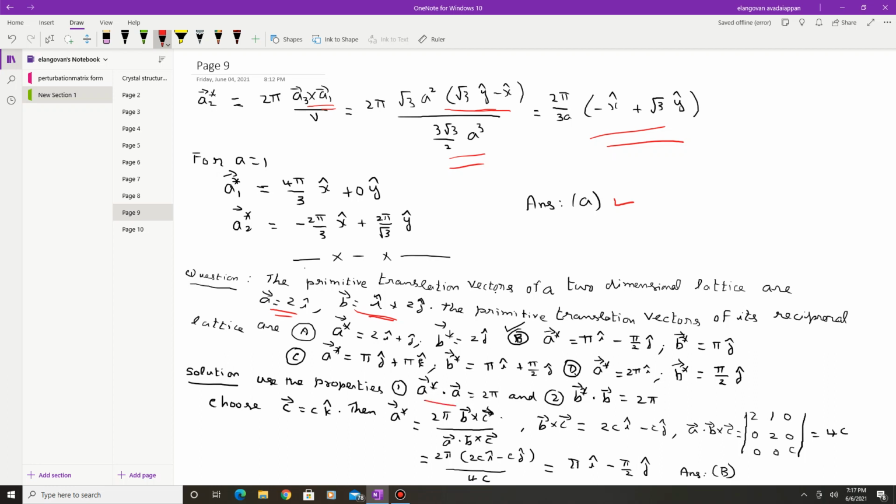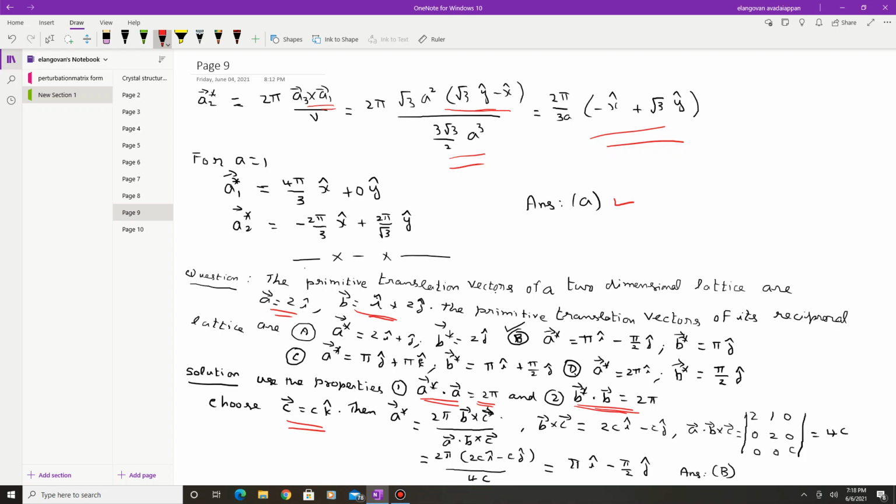This is important, because the reciprocal lattice vector dotted with the vector of the direct lattice gives 2 pi. So A star dot A is equal to 2 pi. The reciprocal lattice vector dotted with the direct lattice vector is equal to 2 pi. Similarly, this is true for all other vectors. B star dot B is equal to 2 pi. Now here also you choose C is equal to some magnitude C times unit vector K, which is the third direction.